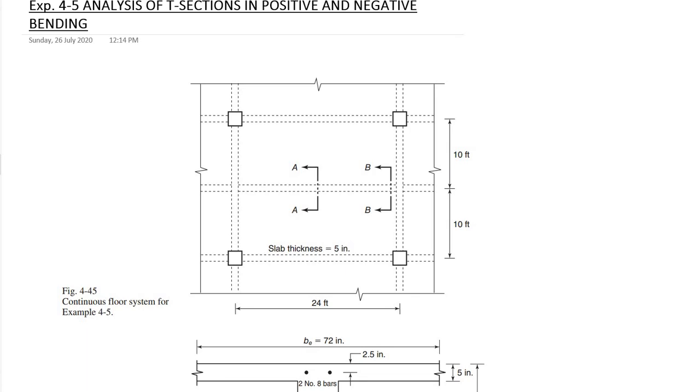In the previous video, we discussed the analysis of T sections. In this example, we will see how to execute those procedures that we discussed. So this is example 4-5, analysis of T sections in positive and negative bending region. We will analyze a T section beam, one in the positive bending moment region and another in the negative bending moment region, and see how the two analysis procedures differ.